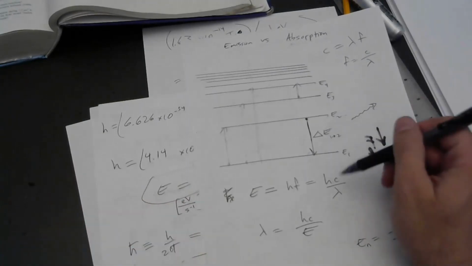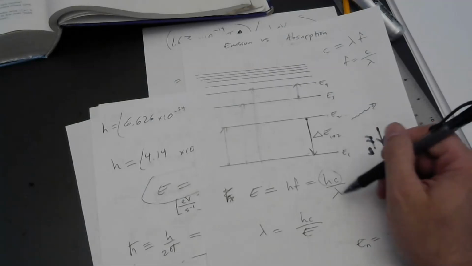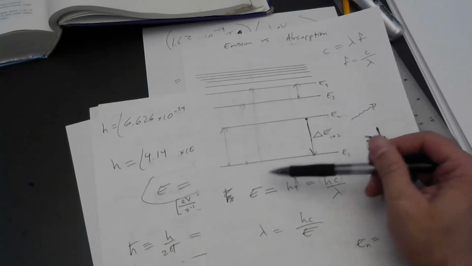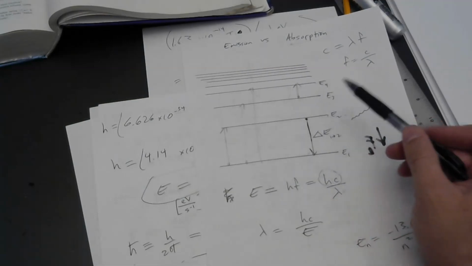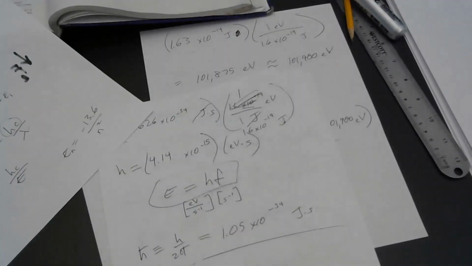Some books actually combine h and c to get a single constant that allows you to easily express the wavelength in nanometers if you happen to know the energy in eV. It's just a different system of units that you're using. But since we didn't talk about that, let's just be straightforward about it.